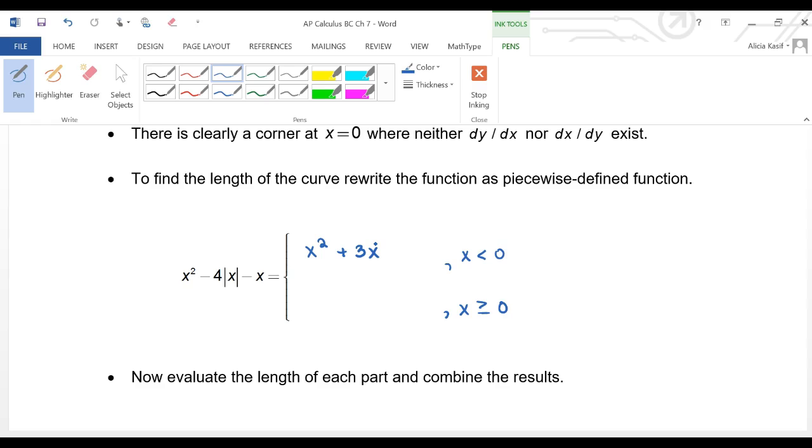Look at the original function. If you're looking at the left side, this is going to be positive, and that'll be minus x. And then if we look at values greater than 0, then we're going to have x squared minus 5x.